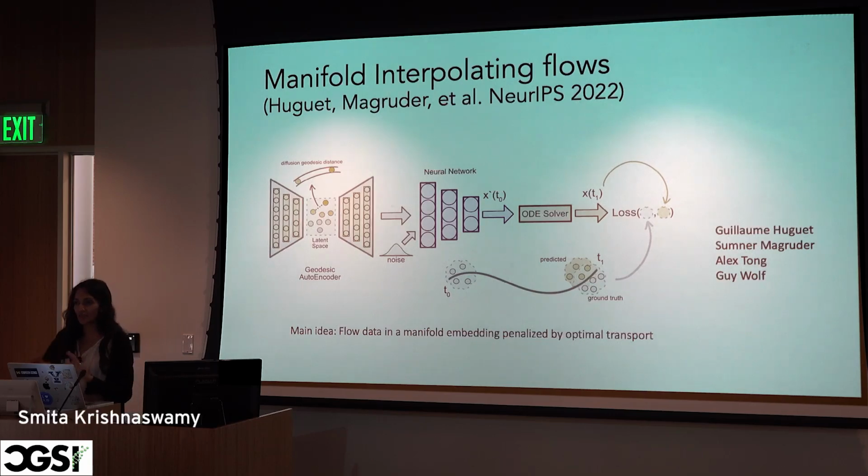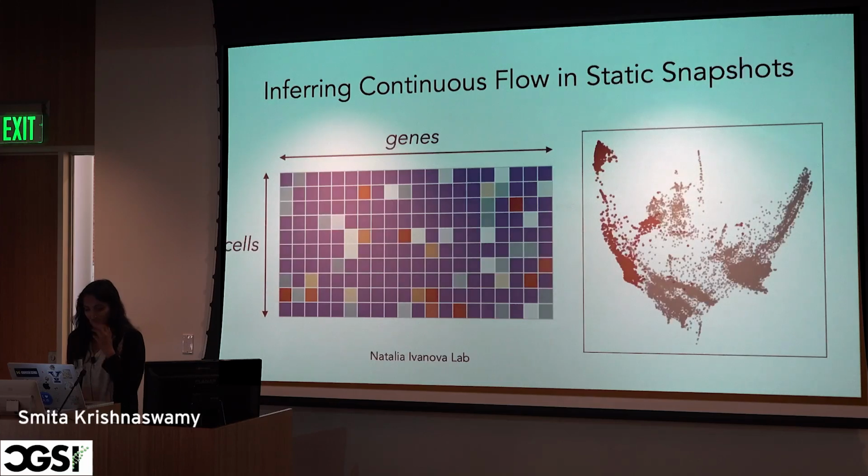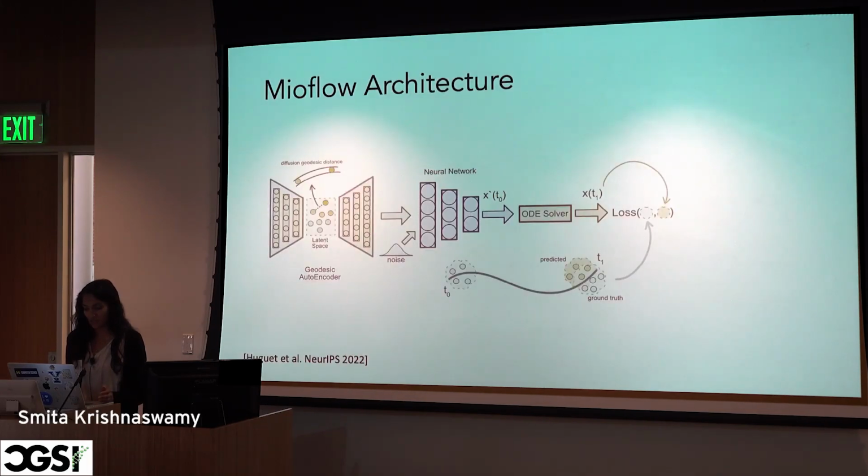This is sort of our second very mature deep neural network that does this. Again, the data I'm showing you here is 5 time points from an embryoid body differentiation data set, and we want to learn continuous cellular trajectories. The MIOFlow architecture looks like this.